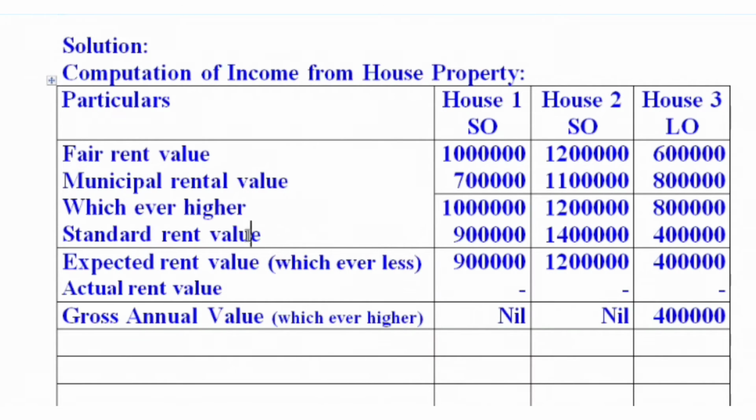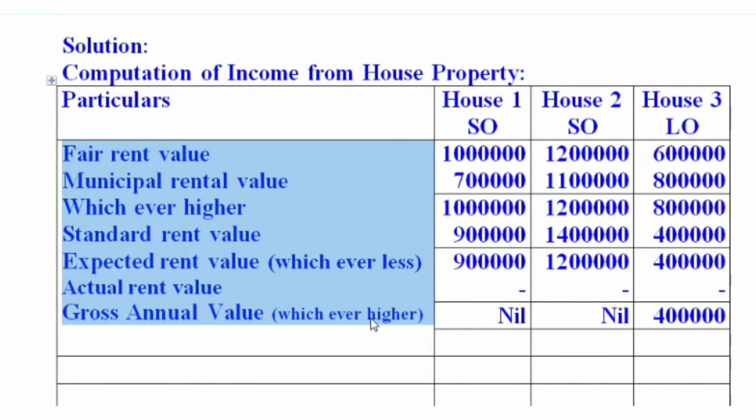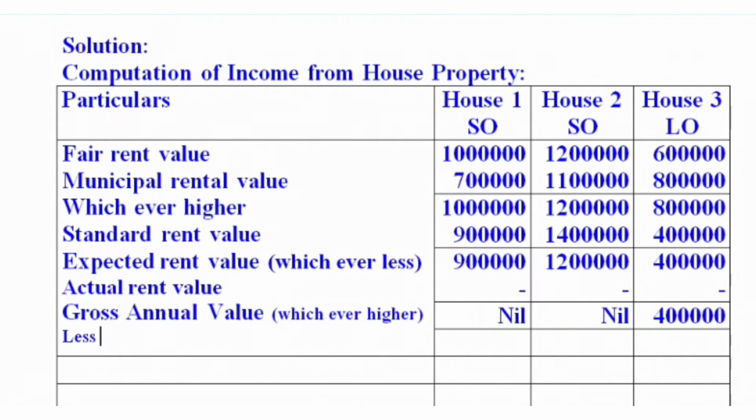Since house 1 and house 2 are considered for own residential purpose, that is self-occupied, the GAV will be taken as nil. So only for the let out house are we going to consider GAV, that is 4 lakhs.